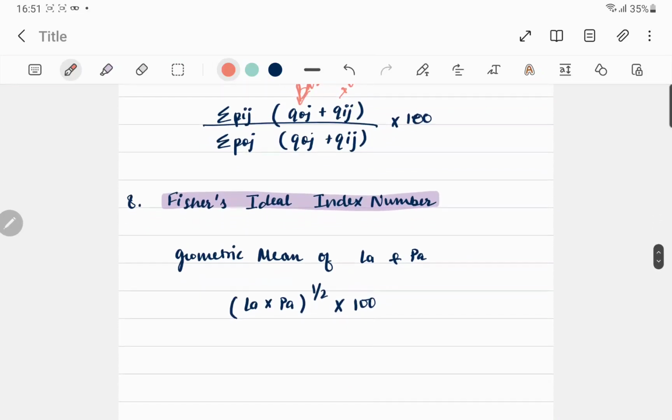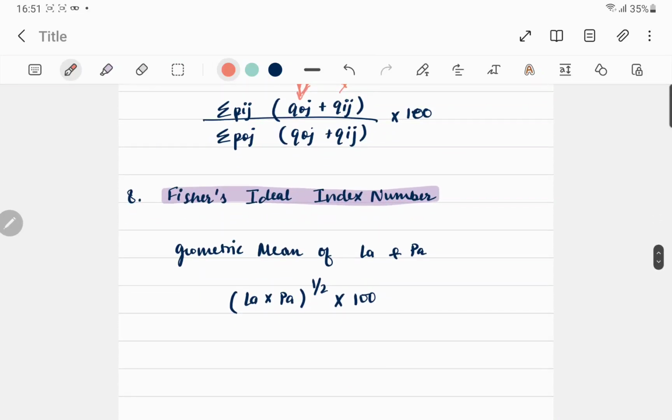Now comes the ideal index number, which is your Fisher's index number. Fisher's index number is known as the ideal index number. It is the geometric mean of Laspeyres' and Paasche's index. So you multiply both the values and take the geometric mean of Laspeyres' and Paasche's index to find Fisher's ideal index number. This is a very important one, and we will see in a moment why it is known as the ideal index number.